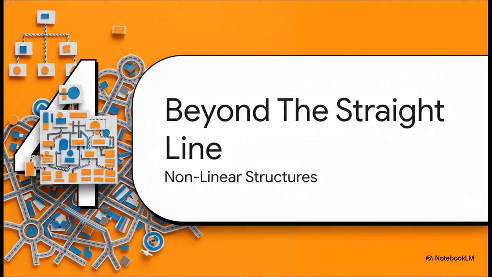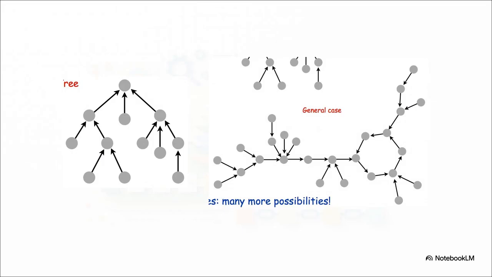But let's be real, life isn't always a straight line, right? And neither is data. What if you need to represent something with way more complex connections, like a family tree or a map of every road in a city? For that, we gotta break out of the line and go non-linear. And that brings us to these two, trees and graphs.